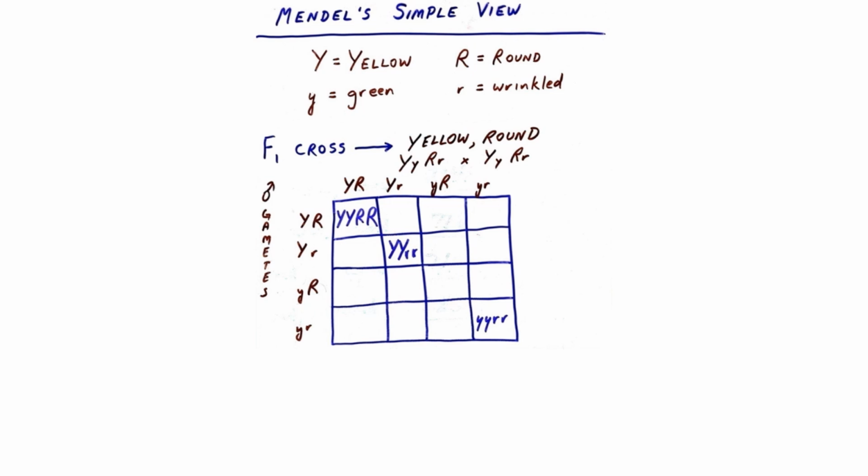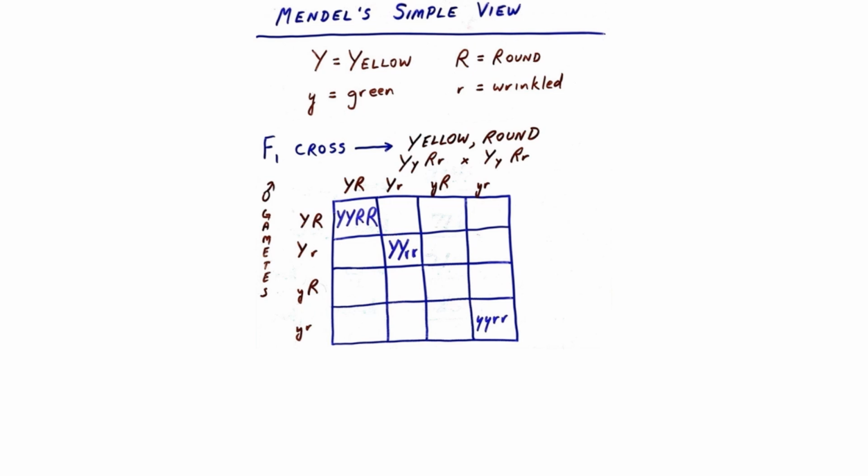But what you do when you set up the gametes for the female, the gametes for the male, if you're doubly heterozygous, big Y, little y, big R, little r, you'd have all possible gamete types. You'd have a big Y and a big R, or you'd have a big Y and a little r, or you'd have a little y and a big R, little y and little r. So all of those go across the top. Same thing for the male, and then you figure out where do they fit in.